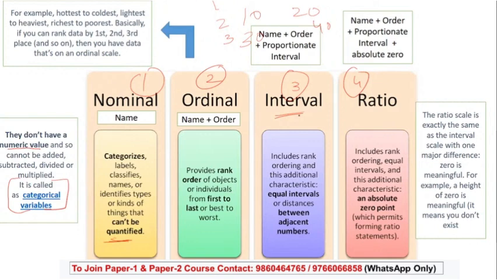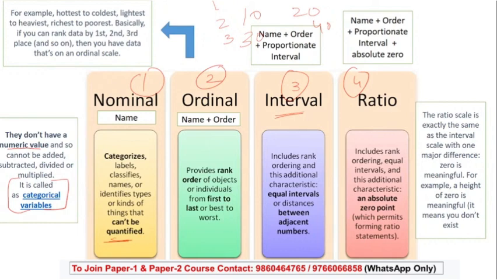And lastly, when we talk about ratio, what does ratio include? It includes an absolute zero. Now please remember, when we talk about the ratio scale, it talks about the name, that is the category, and it also indicates the interval. But at the same time it also takes into consideration the absolute zero. So please remember, when we talk about your ratio scale, it includes absolute zero.